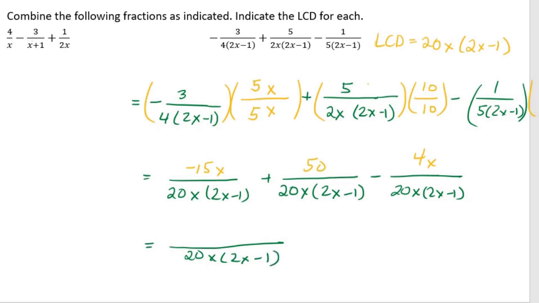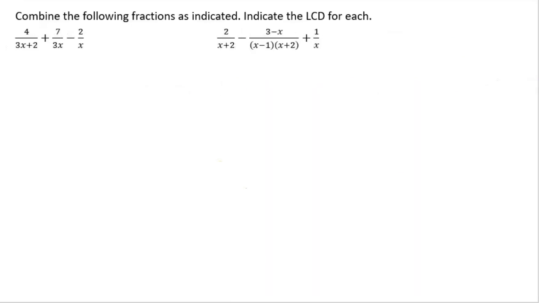And in the numerator, I've got negative 15x plus 50 minus 4x. And I can actually tidy this up in one step by recognizing that I have like terms there. Negative 15 and negative 4 is negative 19. So I have negative 19x plus 50. And there's my final answer.